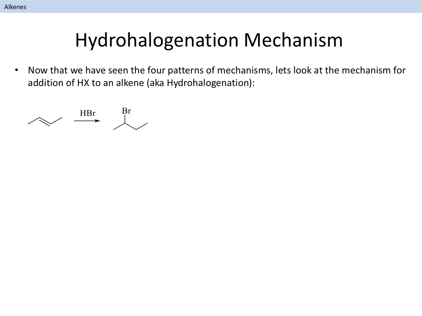Now that we have seen the four patterns of mechanisms, let's look at the mechanism for addition of HX to an alkene, the reaction that is called hydrohalogenation. The reaction we will use as an example is shown below. Here are the steps in the mechanism.